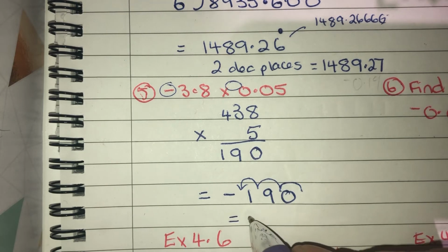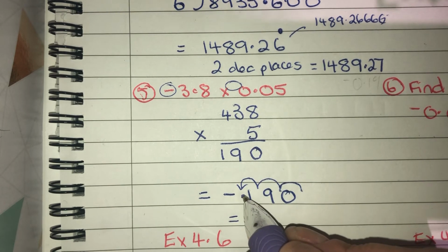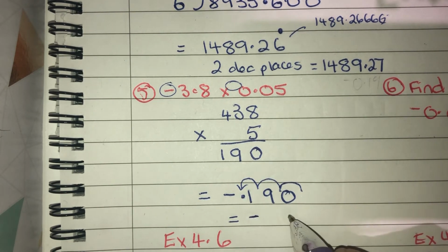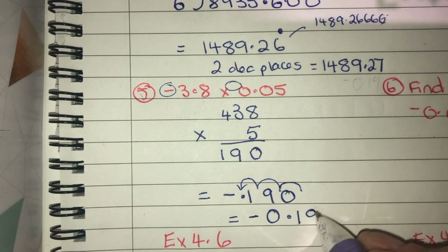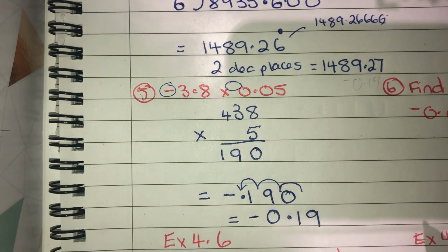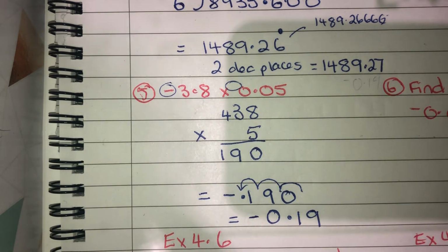Okay, we're going to go minus. Now our decimal is going to go in here. So what goes on the left? What goes before that? It must be a 0. So the answer is minus 0.19. Now do I need to put the 0 on the end? No, I don't. So that's your answer.